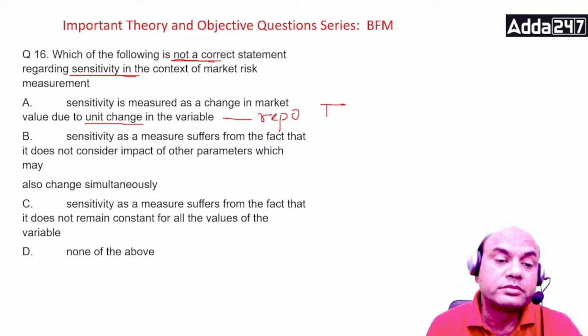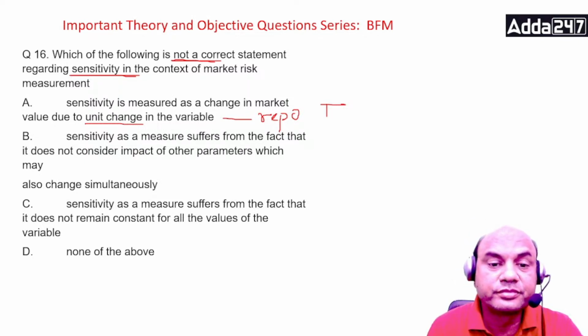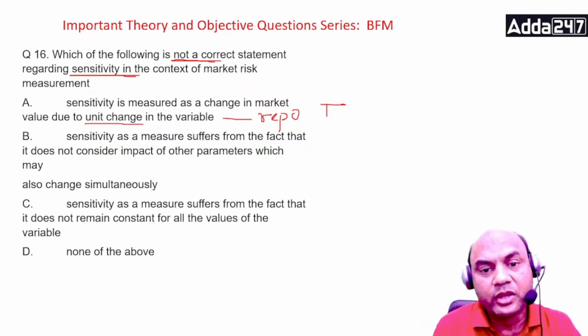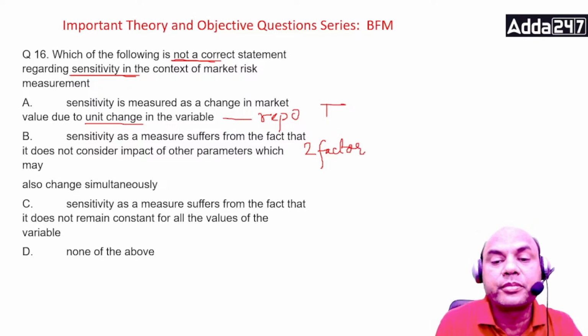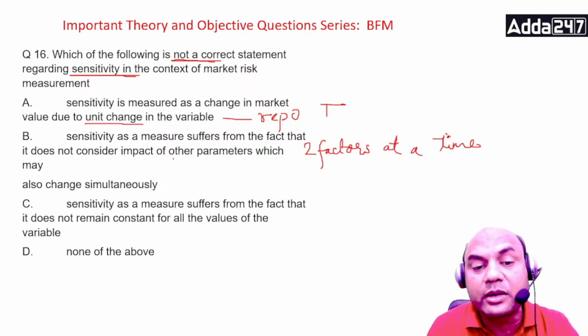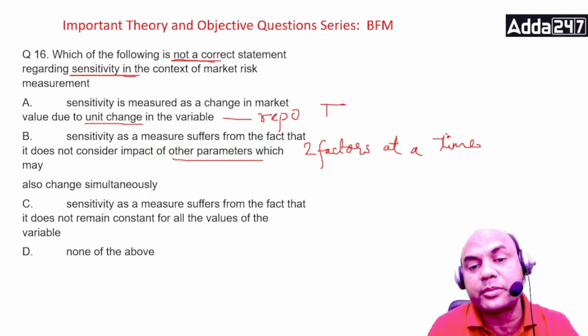So is this B true? Think over it. Remember, sensitivity measurement is done using correlation. Correlation means this will always measure two factors at a time, only two factors. That's why this statement is also correct: it does not consider the impact of other parameters which may also change simultaneously. Say, change in the price of the bond versus the repo rate. Only two factors. It does not consider inflation, or any war-like situation happening. So that is also true.